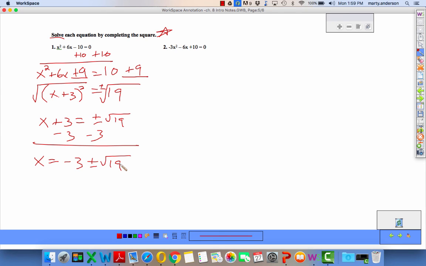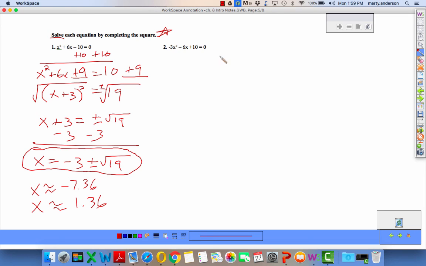If you wanted a decimal equivalent, my minus would be approximately negative 7.36. My plus, grab your calculator, would be 1.36. There's my rounded values, so pay attention. Do they want an exact value or rounded value? Here we get it right here. What happens if we take the square root of a negative? You're going to have an i, aren't you? Not like the I in your head, but an i for your answer.